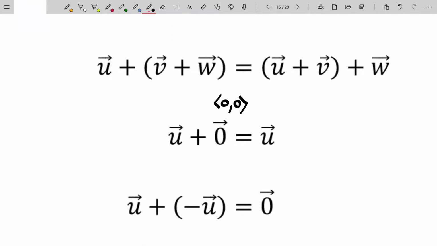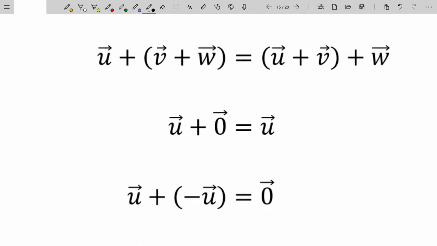Then we have the additive inverse. The additive inverse in arithmetic is a number plus its opposite will always be 0. Well, the same thing with vectors. A vector plus its opposite will be the 0 vector. That's important to note. It's the 0 vector. The result is still a vector though.